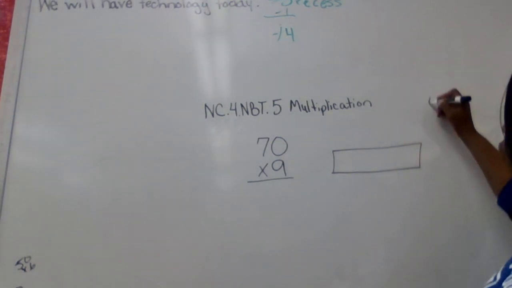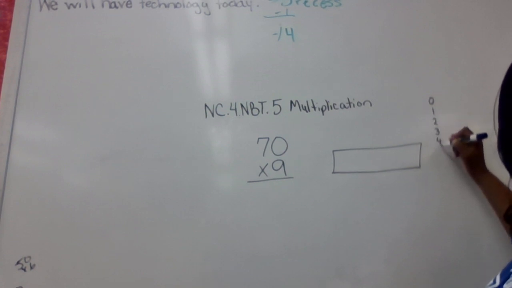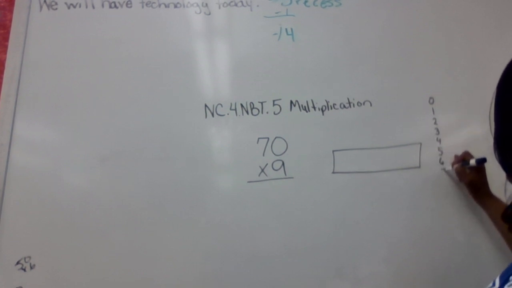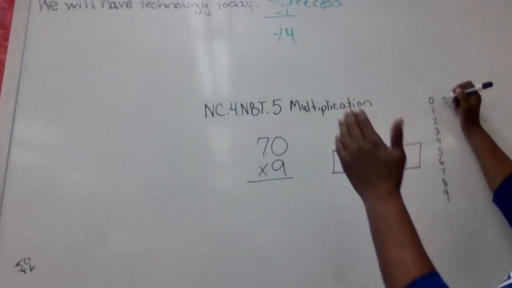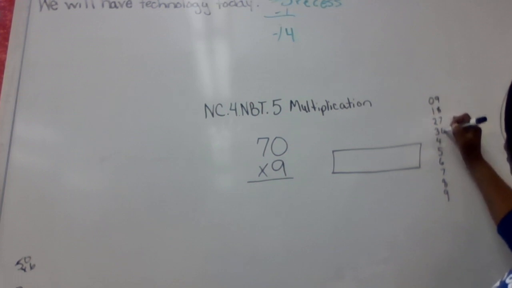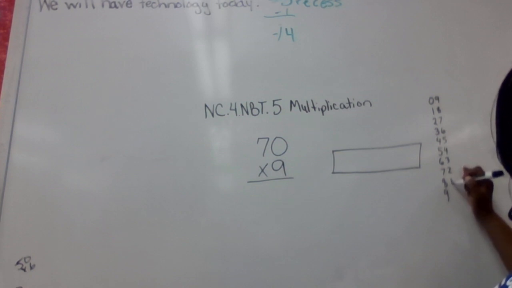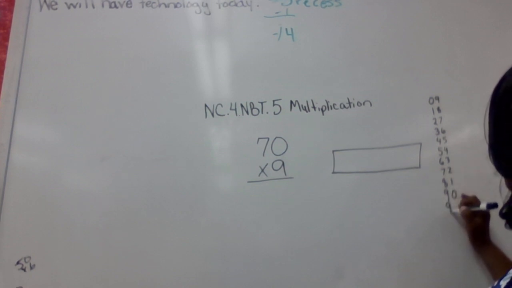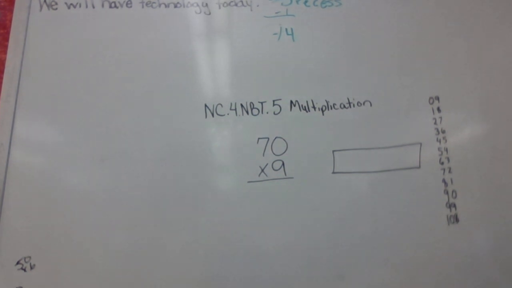And that is, you're going to start with 0 and you're going to go all the way to 9. 0, 1, 2, 3, 4, 5, 6, 7, 8, 9. And then you're going to come back up and you're going to do 9 to 0. 9, 8, 7, 6, 5, 4, 3, 2, 1, 0. 99 is 9 times 11. 108 is 9 times 12.